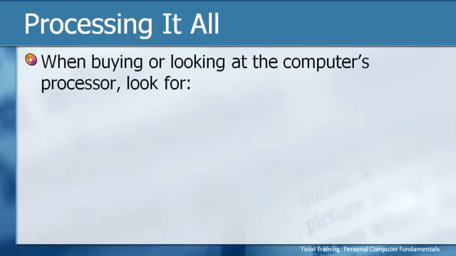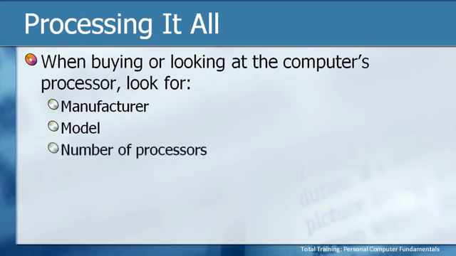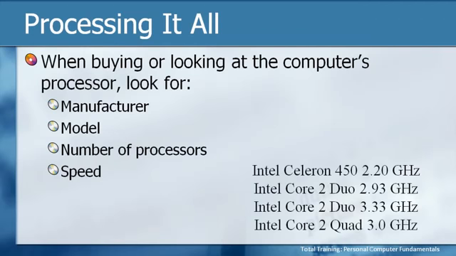When you're buying or looking at the computer's processor, you need to look for several things. First of all, who's the manufacturer? What's the model? How many processors does it actually have? Remember that single core, dual core, quad core we talked about. And then what is the actual processor speed? Let's look at a specific example so you can see how you would compare processors if you were purchasing a computer. I've listed for you four actual examples of processors that you can buy.